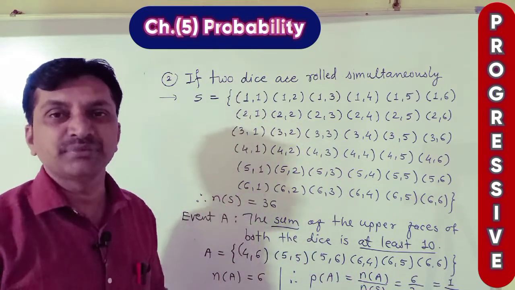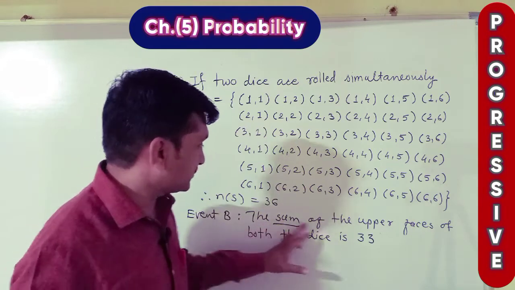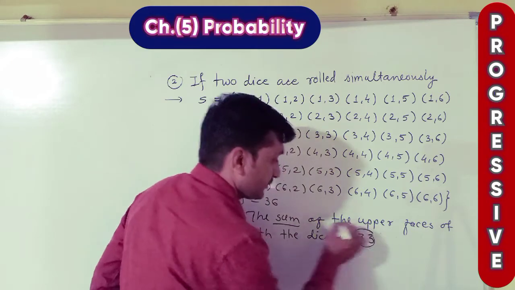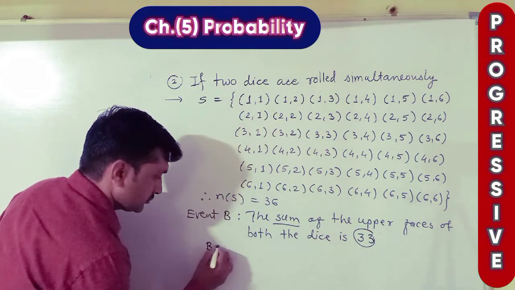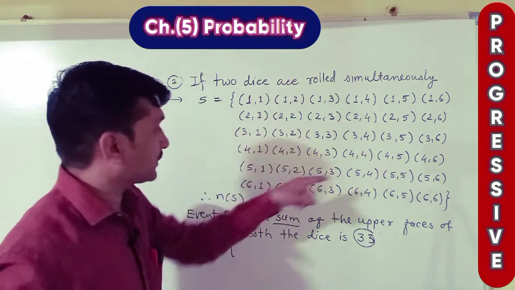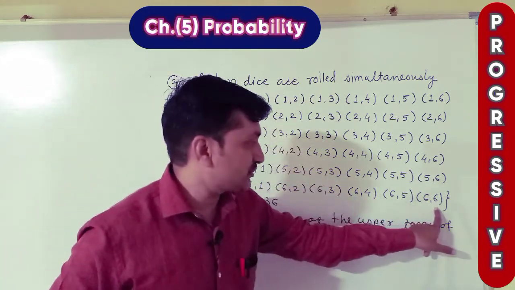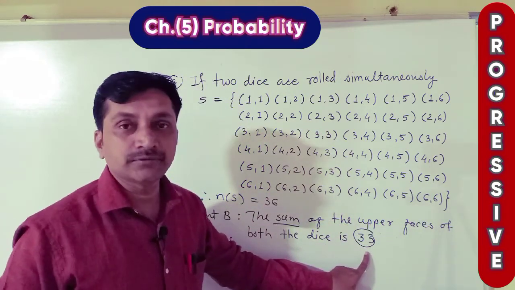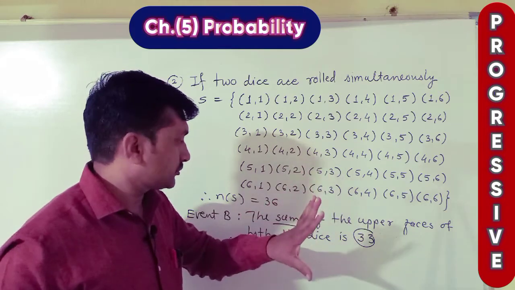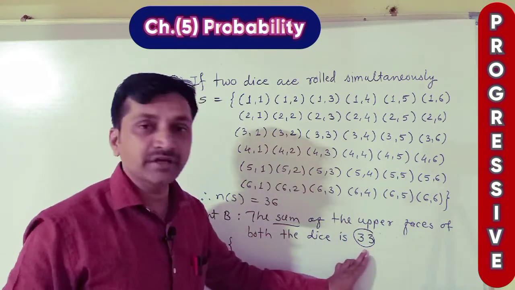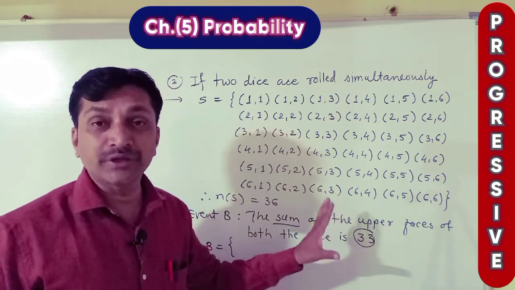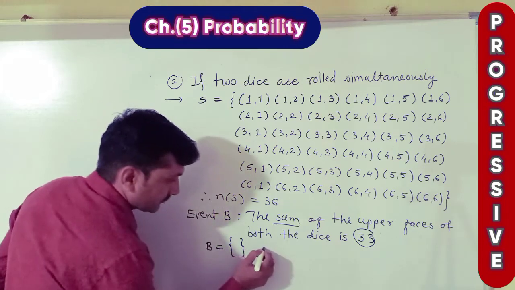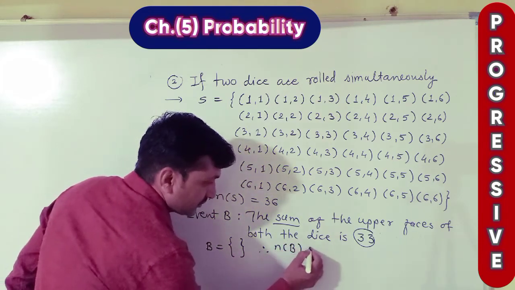Let's see event B. Event B is the sum of the upper faces of both the dice is 33. Now if you see all the brackets here, the highest sum is 12, but for this event we want sum 33. Means in this sample space there are no faces where we get sum 33, no element, means empty. Therefore B is equal to empty bracket. Therefore we can write number of B is equal to 0.